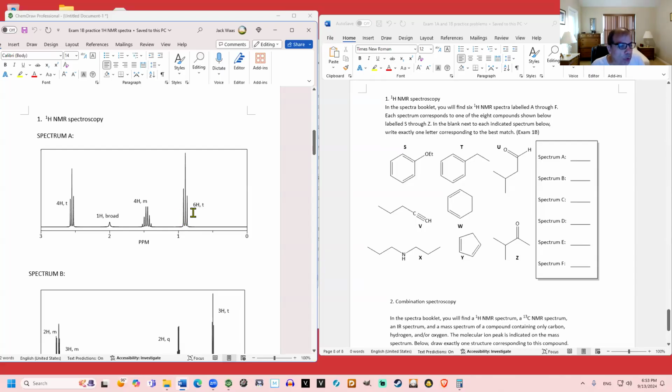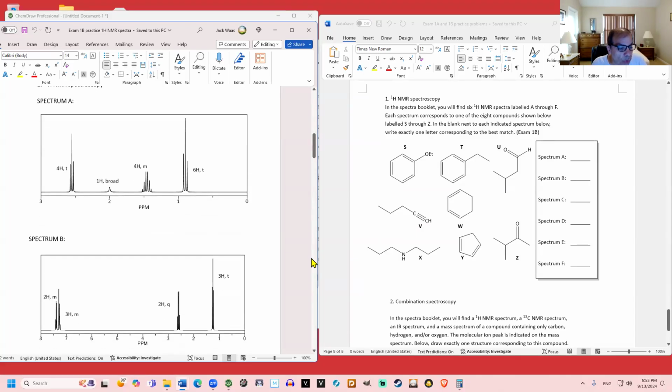Looks to me like we have 2 equivalent methyl groups, 2 equivalent CH2s over here, and 2 equivalent CH2s over here. What could the broad 1H resonance be? Well, the most likely thing is either OH or NH. Those usually are quite broad and they can show up anywhere. And they generally also don't contribute to the splitting. So we're looking for something with 3 different types of hydrogen in a ratio of 4:4:6 with either an OH or an NH. And compound X fits that description. So I think X is the best answer for spectrum A.